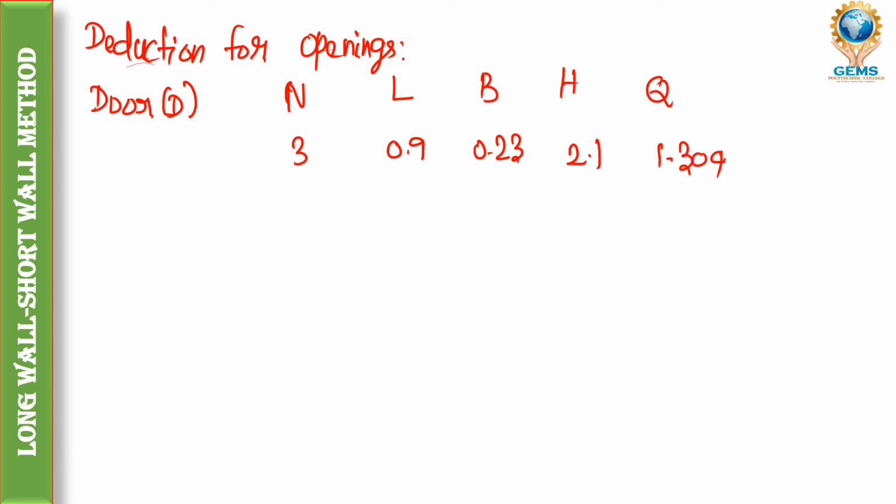Then for window, we have 6 windows. The length is 1.0, which is given in the question. Then breadth is 0.23, the wall thickness. Then 1.2. We are just writing the dimensions. So door and window are over. After that we need to deduct for lintels.